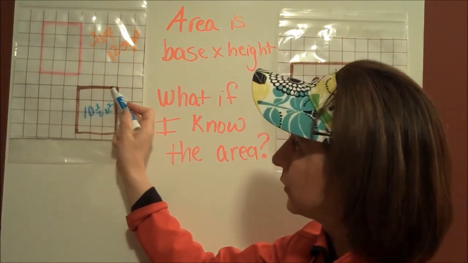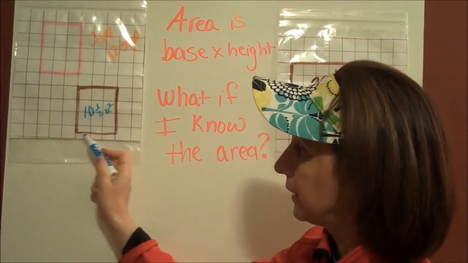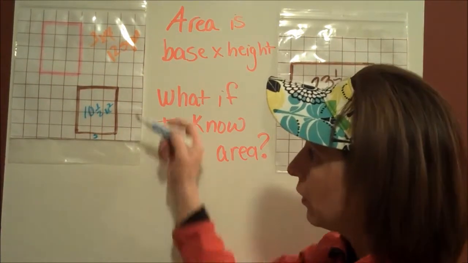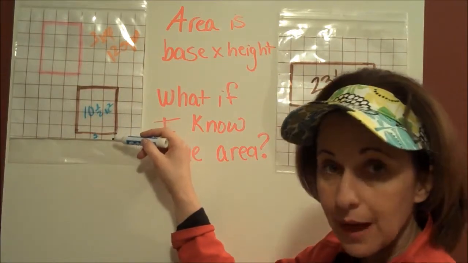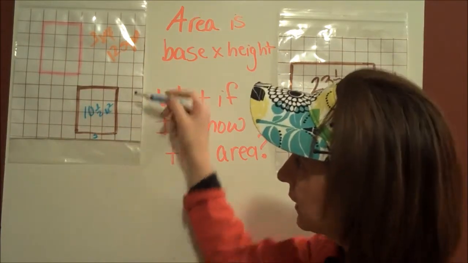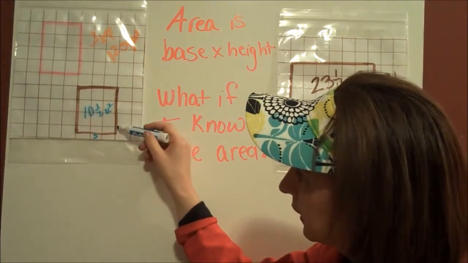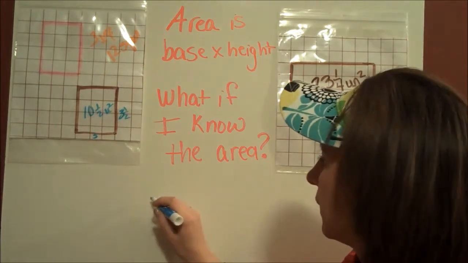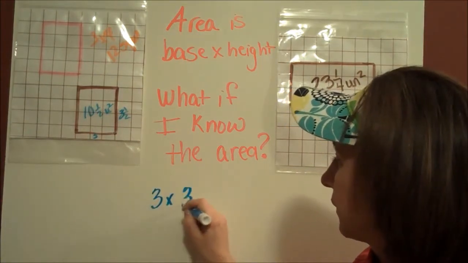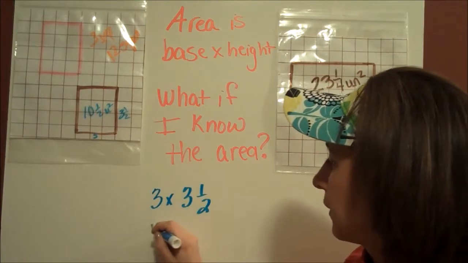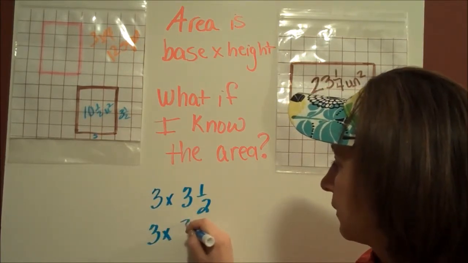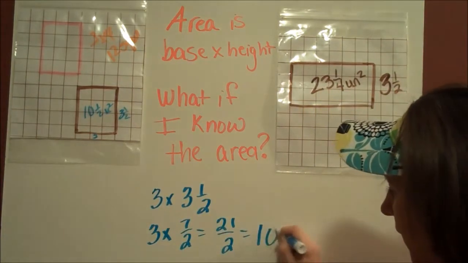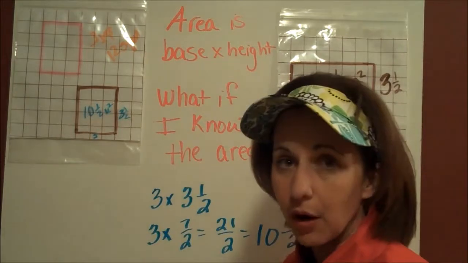The base is 1, 2, 3, because in rectangles the opposite sides are the same. So if this is 3, then I would have to figure out what the height is. Because it's boxed in, I can count 1, 2, 3 and a half. Then to use this formula to check it, 3 times 3 and a half, 3 times 7 halves equals 21 halves, which equals 10 and 1 half, which is indeed our area.